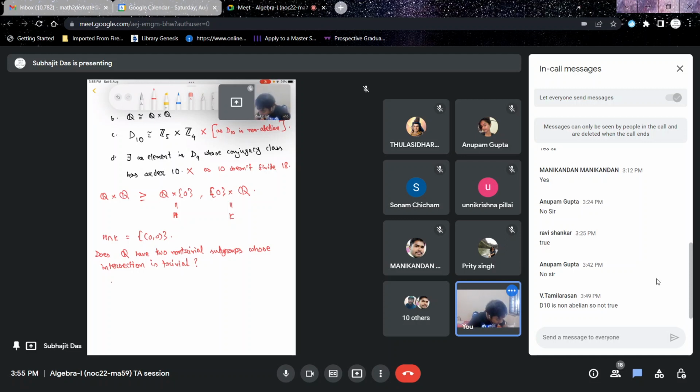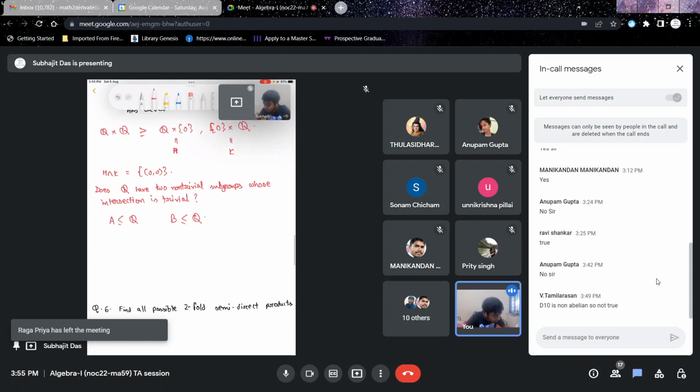So let's proceed. Let's take A to be a subgroup of Q and B to be a subgroup of Q, which are non-trivial. So A is not the zero subgroup, the identity subgroup, and B at the same time is not the zero subgroup or the identity subgroup. What can you say? If A is non-trivial, there exists an element m over n in A such that m is non-zero, since A is non-trivial.